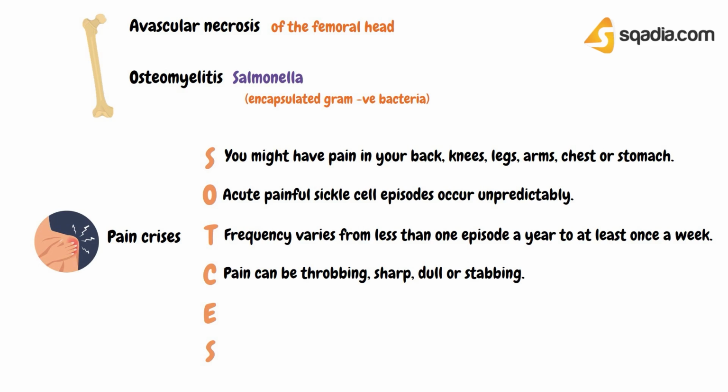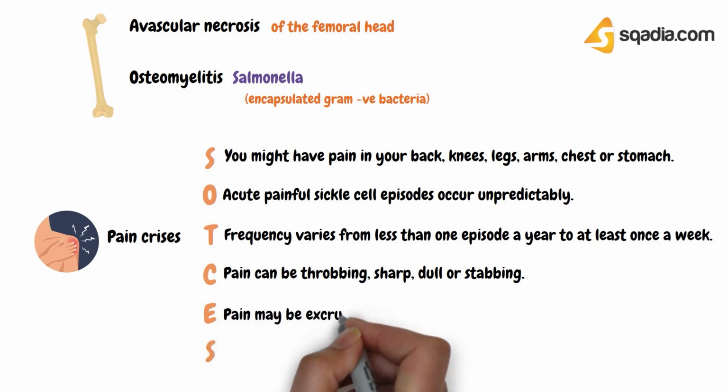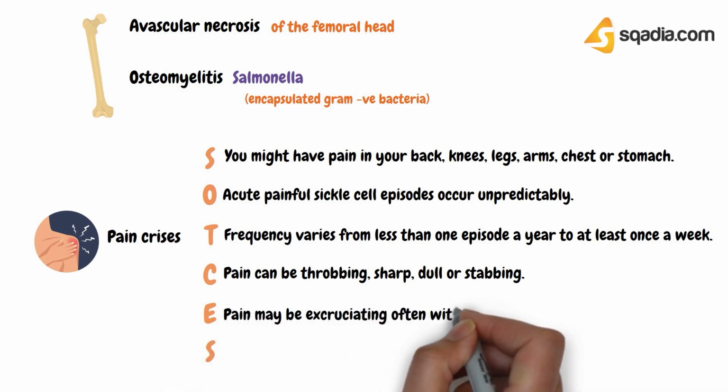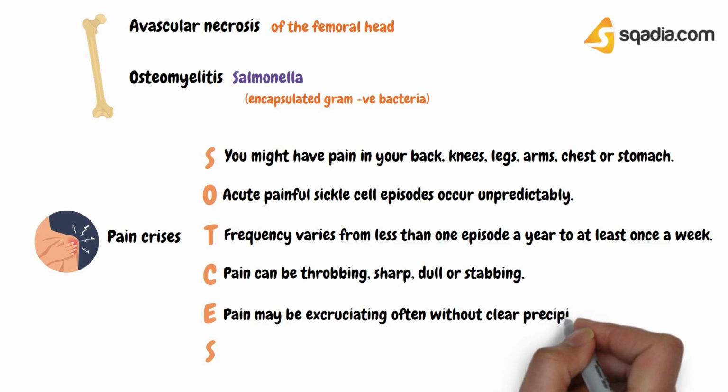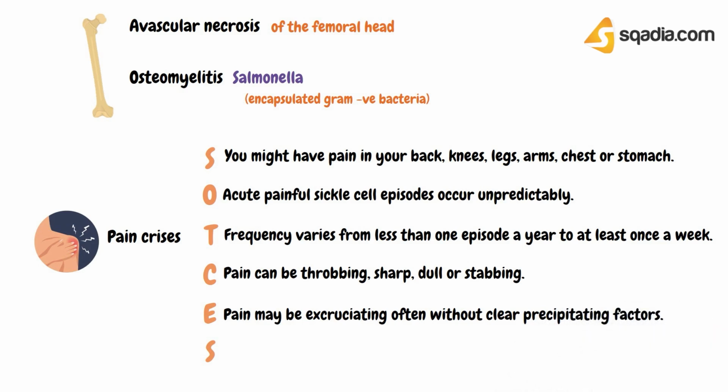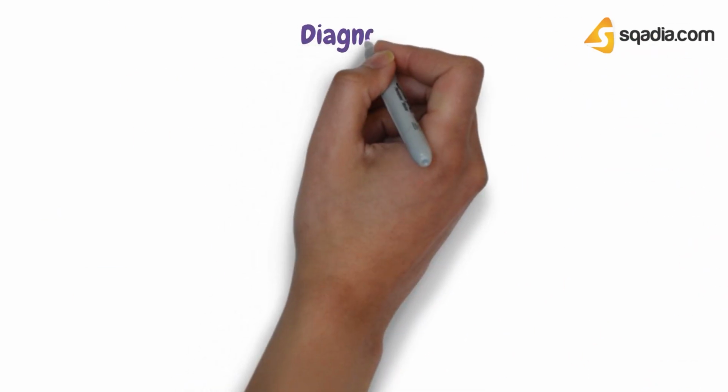And then E for exacerbating factors, the pain may be excruciating, often without clear precipitating factors. And finally, S for severity, the pain can fluctuate in severity. So what I'm trying to show here is that pain crises in sickle cell anemia can be very variable in many ways. So now we'll move on to how to diagnose sickle cell anemia.